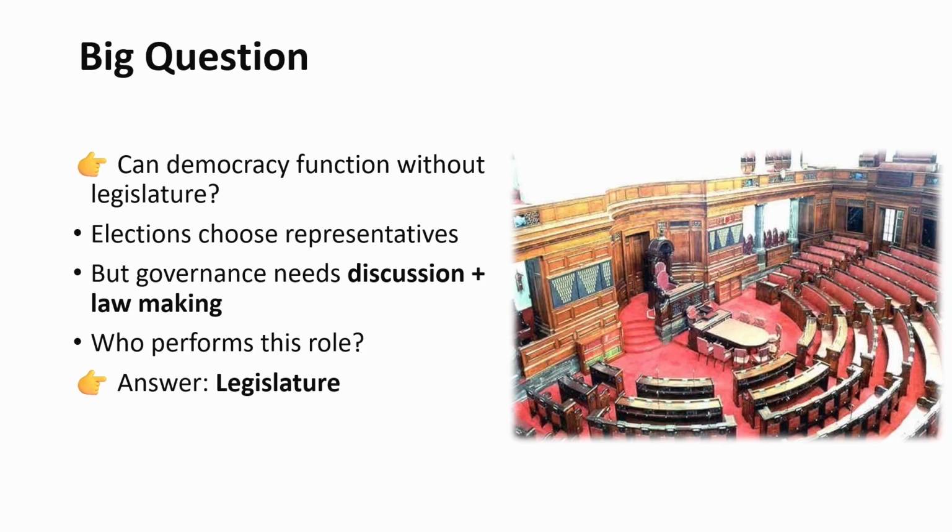Let's begin with a basic question. Can democracy function without a legislature? Is it possible? So we know that elections are important because they allow people to choose their representatives. But what happens after elections? Who makes laws? Who discusses national issues? Who checks whether the government is working properly? So the answer to all these questions is the legislature. So elections are just the beginning. The real work of democracy happens inside the legislature.